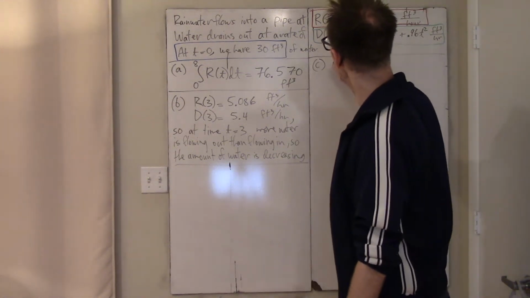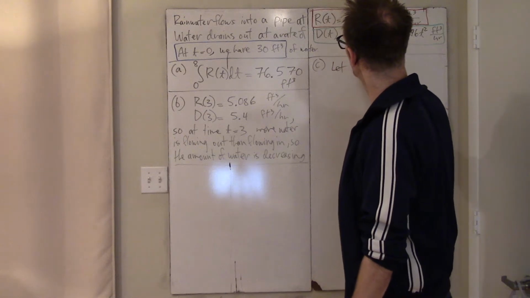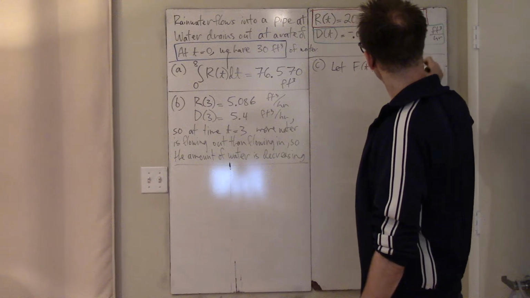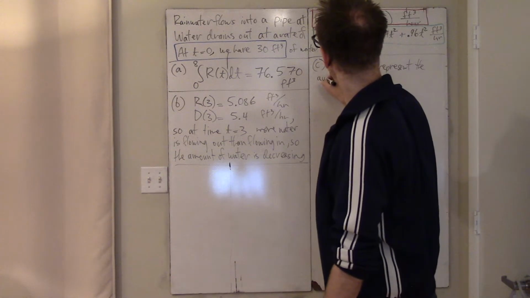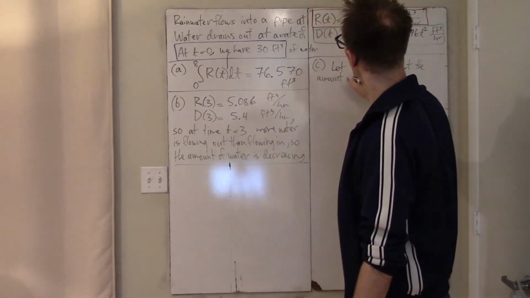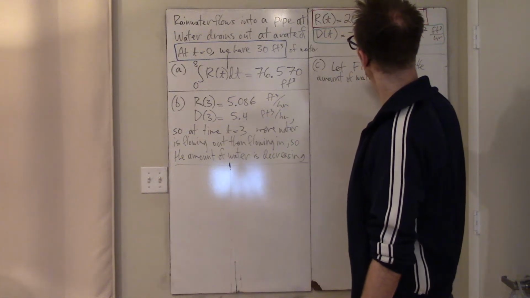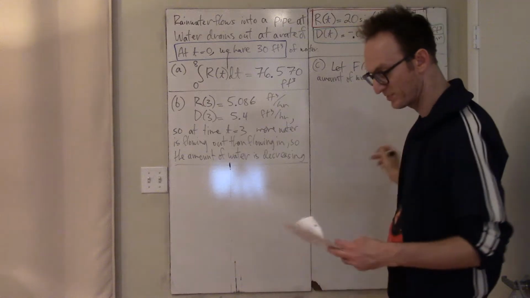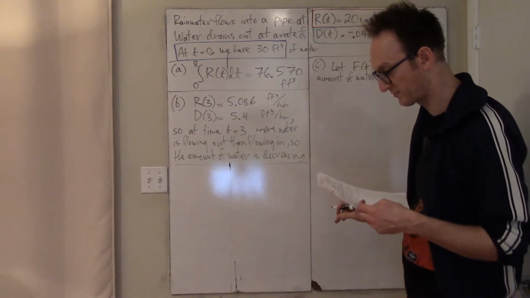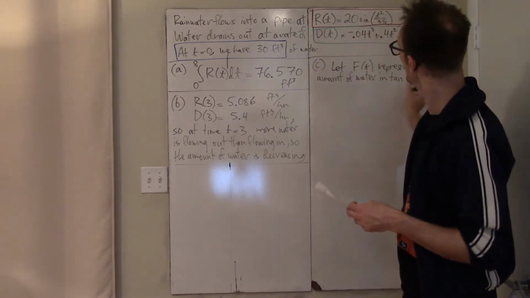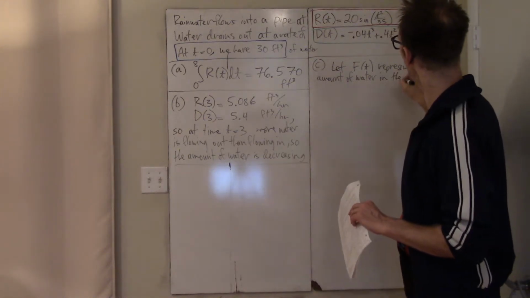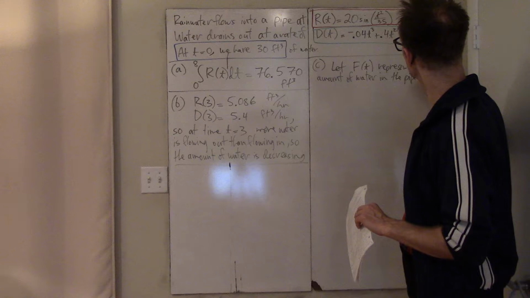So let f of t represent the amount of water in the tank at time t. Is this a tank? I guess it's a pipe. Can't keep track of what is going on. It flows into a drain pipe. In the pipe, let f of t represent the amount of water in the pipe at time t.